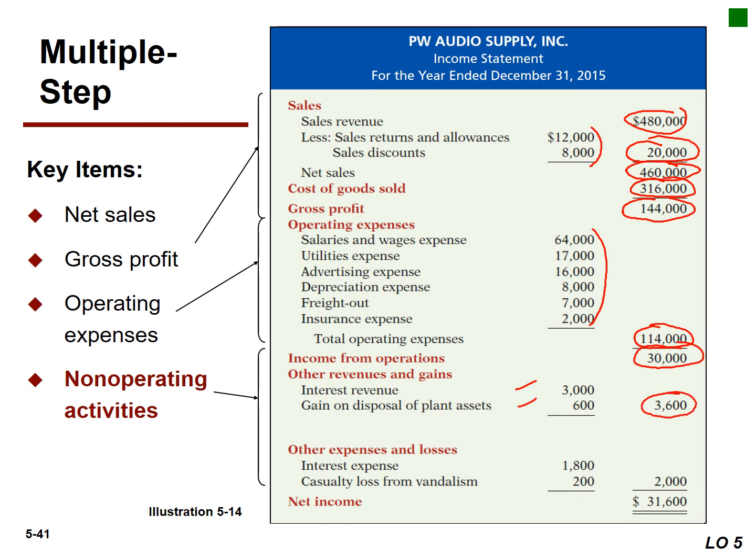And we have two non-operating expenses and losses. We have interest expense and a casualty loss from vandalism. Somebody threw a rock through one of our windows or whatever that might have occurred. Those two total up to $2,000. So we take our income from operations, add our other revenues and gains, and subtract our other expenses and losses to get this net income amount of $31,600.